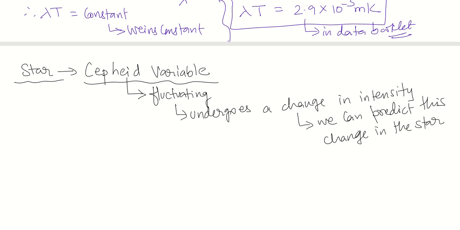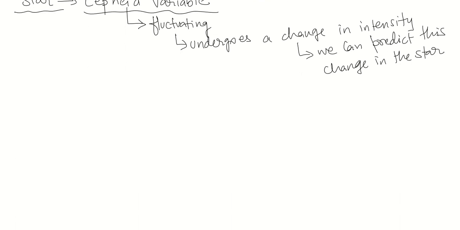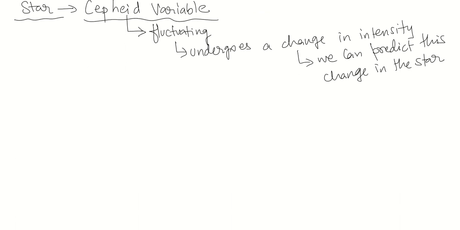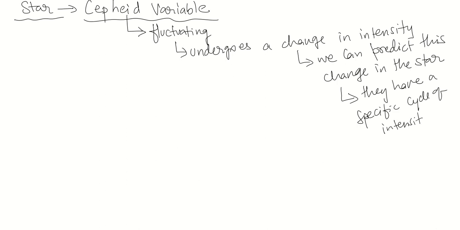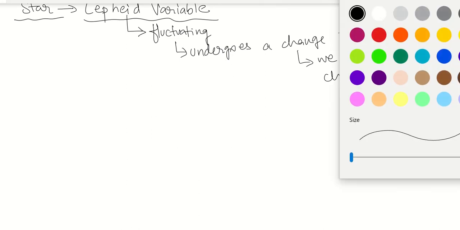So Cepheid variables have a fluctuating nature. Fluctuating what? Fluctuating intensity. So it undergoes a change in intensity, but the good thing is that we can predict this change in the star. So we know that the Cepheid star will have this sort of change, which means they have a specific cycle of intensity. Let's see a little more on this aspect. What do we mean by a specific cycle of intensity?